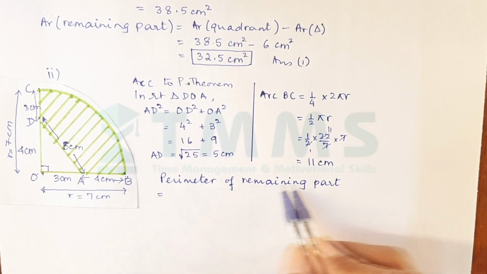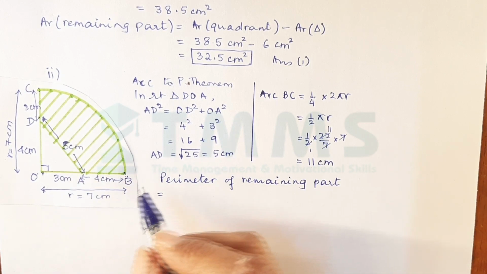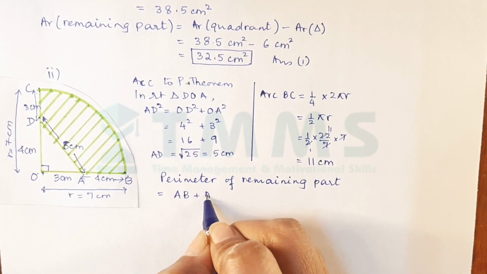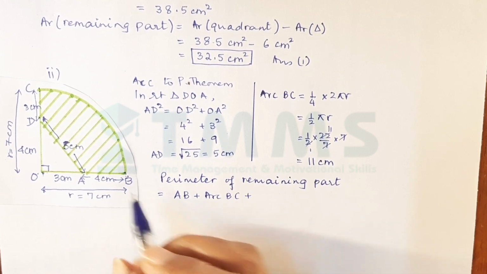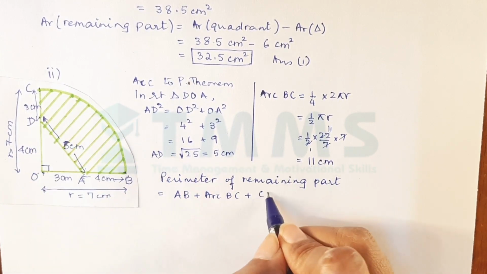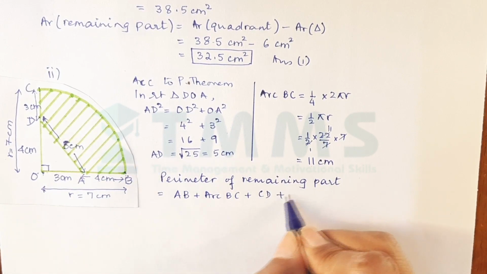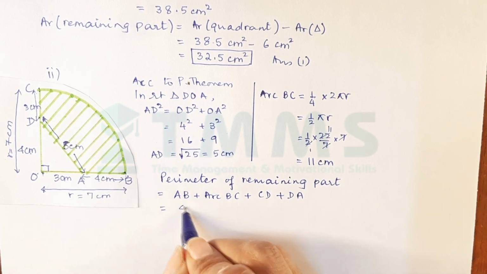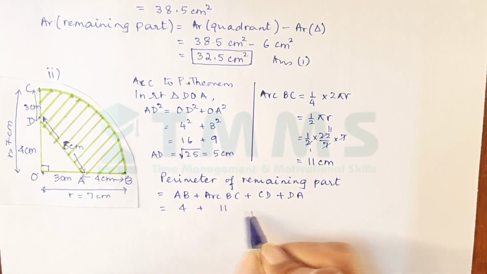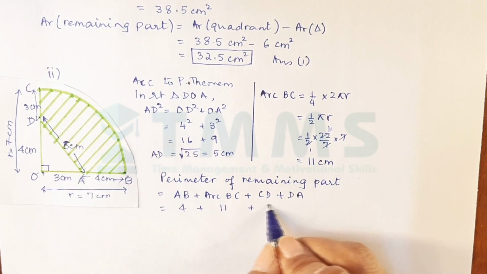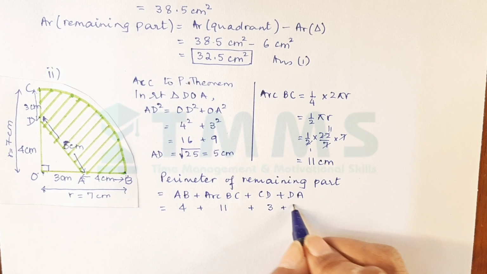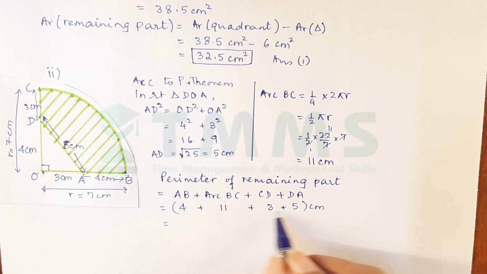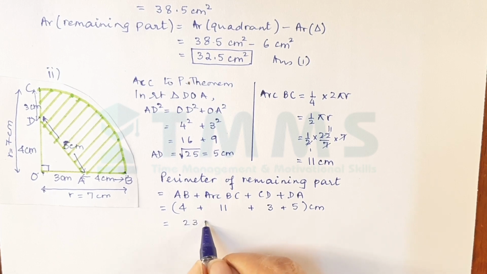Now our question is to find the perimeter of the remaining part. The perimeter is going to be equal to AB plus arc BC, like so. Then we'll have CD and then we will have DA. So the lengths of these are given as AB, can you see, 4 centimeter, plus arc BC is 11, plus CD is 3, and plus DA is 5. And so you will see this is 20 and 3, 23 centimeter.